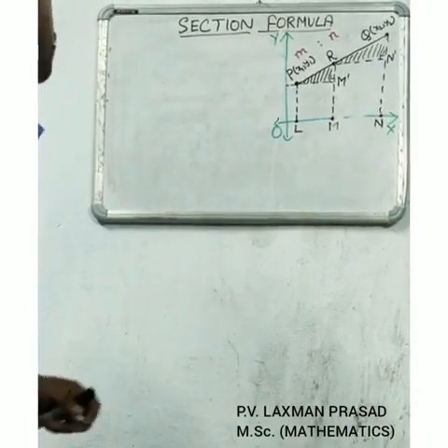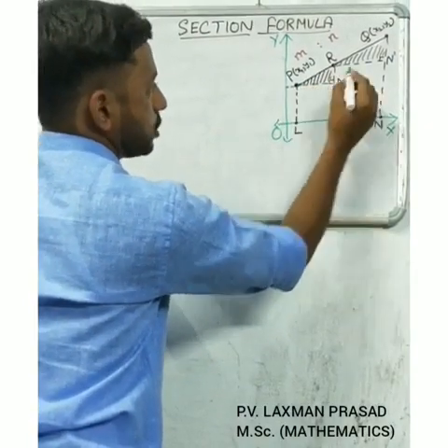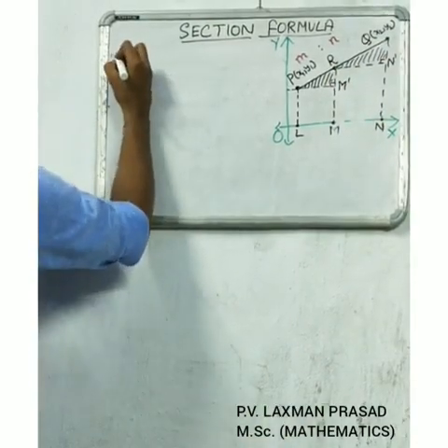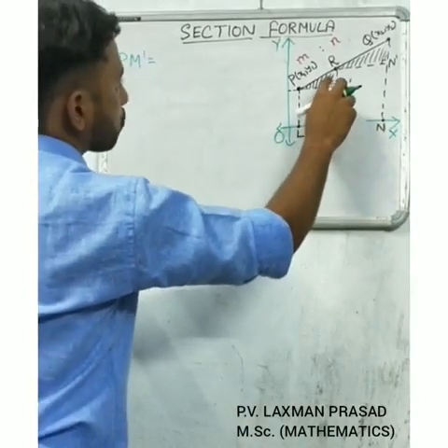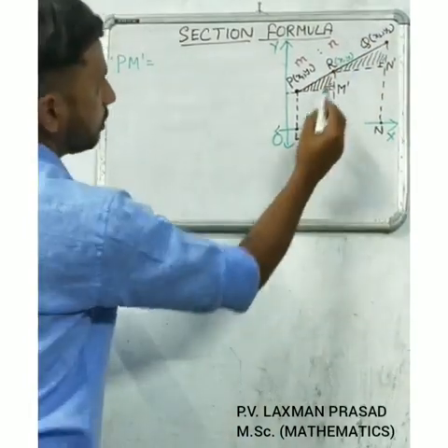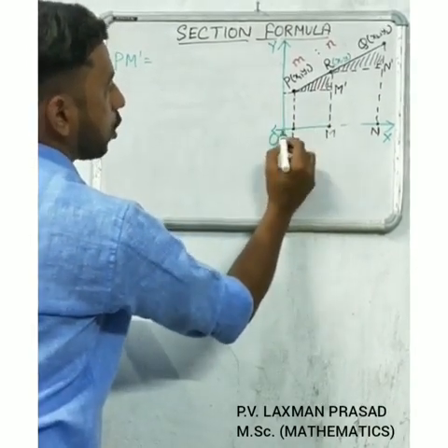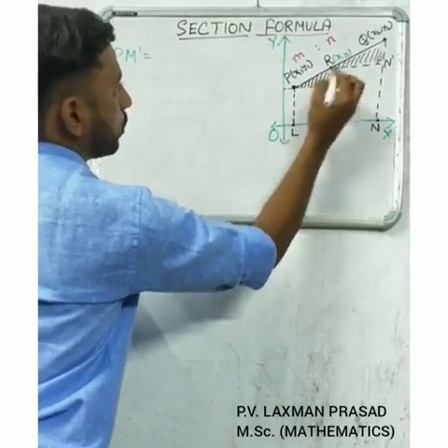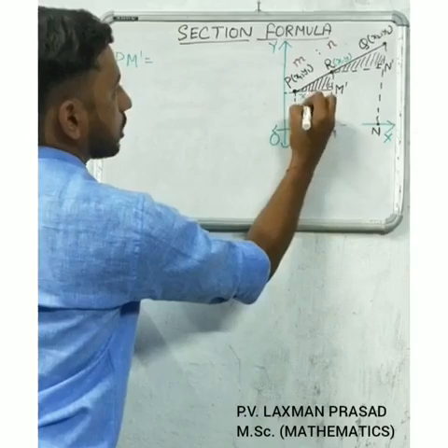But before that, we will find out the lengths PM dash, RM dash, RN dash and QN dash. What is PM dash? As the coordinate of R is x comma y, it is easy to see that the length PM dash must be equal to the length OM dash minus the length OL. So this length is the difference of the x coordinates of point P and point R, which is x minus x1.